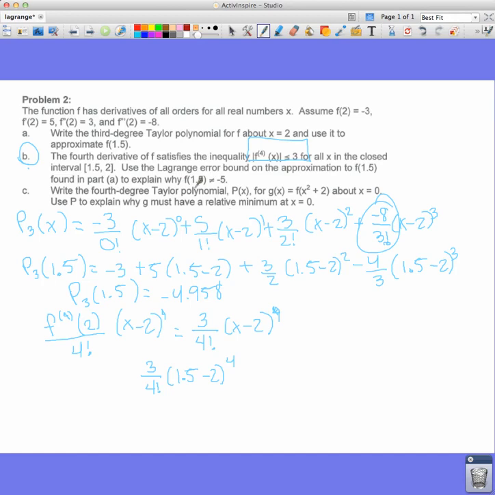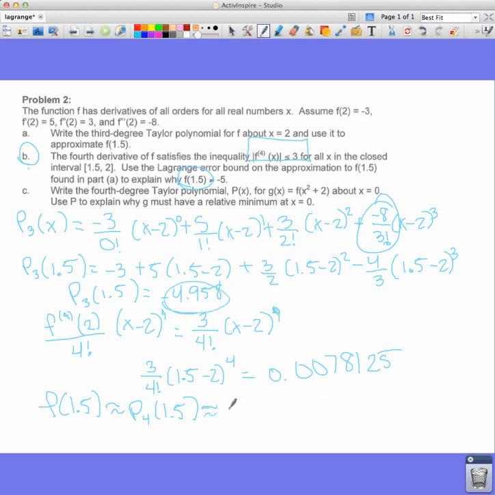Because remember, I want to show why f(1.5) is never going to be equal to -5. So I'm looking at one more term out, and when I look at this one more term, is this ever going to get me closer to -5 or not? So I evaluate this and I get 0.0078125.